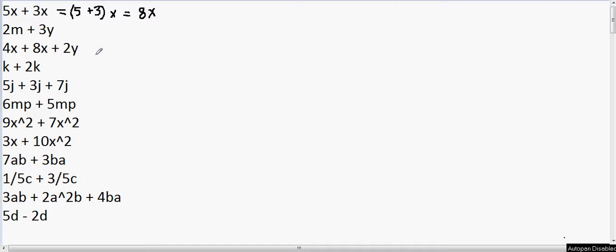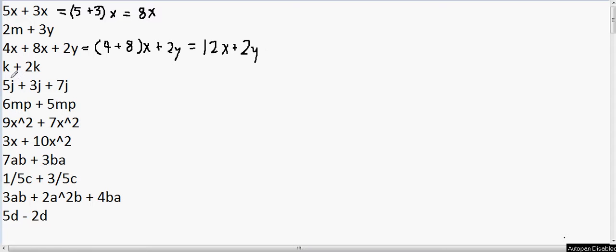Next, we have 4x plus 8x plus 2y. Here we have three terms, 4x, 8x, and 2y. If we look at the variable parts for each of the terms, we have x, x, and y. Since the first two terms share the same variable part, we can combine them together. So we get (4 plus 8) multiplied by x, and we need to leave 2y as is since we can't combine it with either of the first two terms. 4 plus 8 is equal to 12, so we get 12x plus 2y.